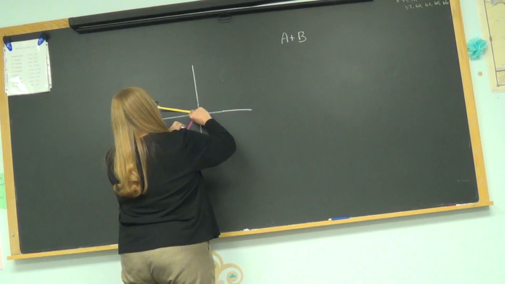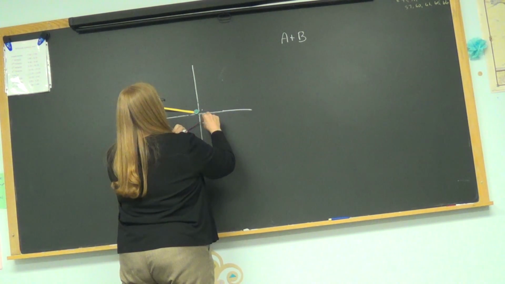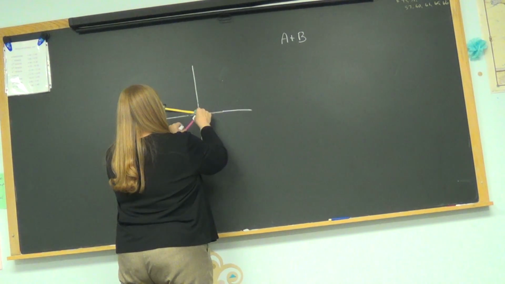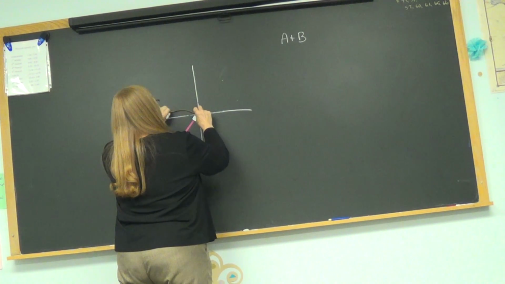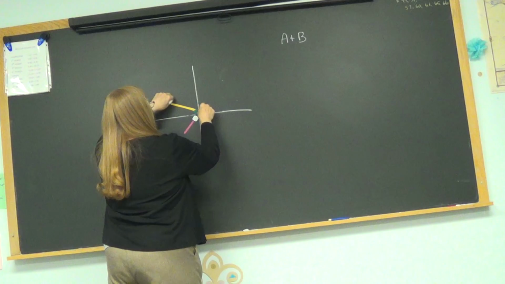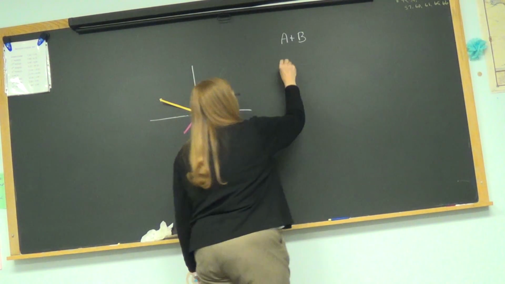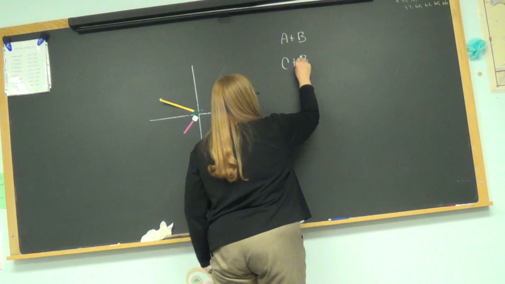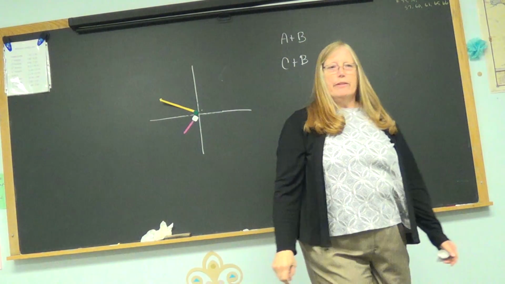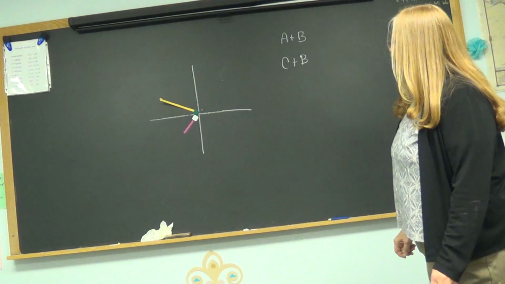So now I'm going to tell you what to add. I want you to add vector C to vector B. So I'll write it up on the board. Here's the problem, the way it starts, and I want you to do C plus B, and draw in your resultant vector.